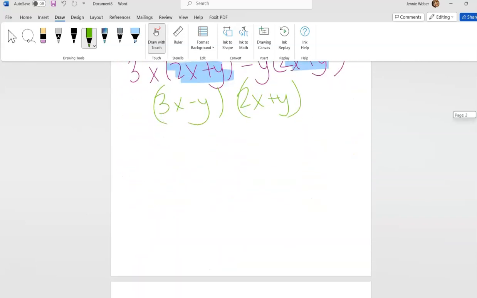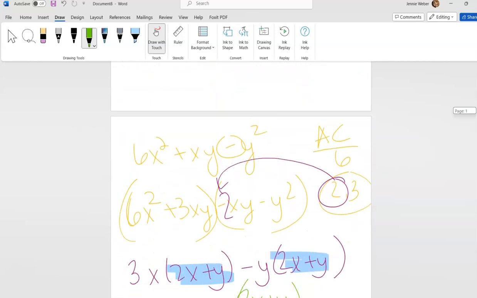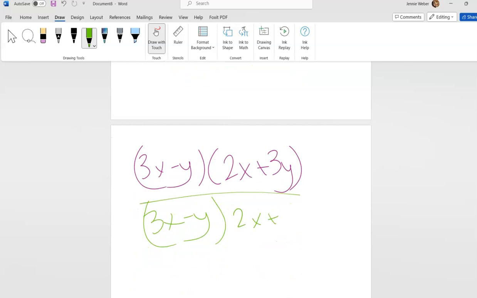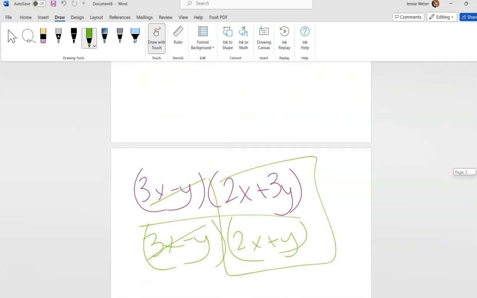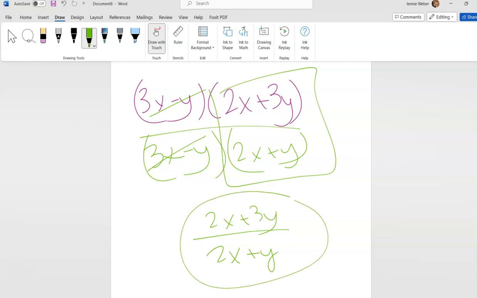Okay, so I'm going to come down here, and I have 3x minus y, and then I have 2x plus y. So now I'm looking for common terms. These are my common terms. So this right here is my answer. So I'm going to rewrite this: 2x plus 3y over 2x plus y. You cannot cancel these because they are attached by addition, remember. You can only cancel across multiplication.